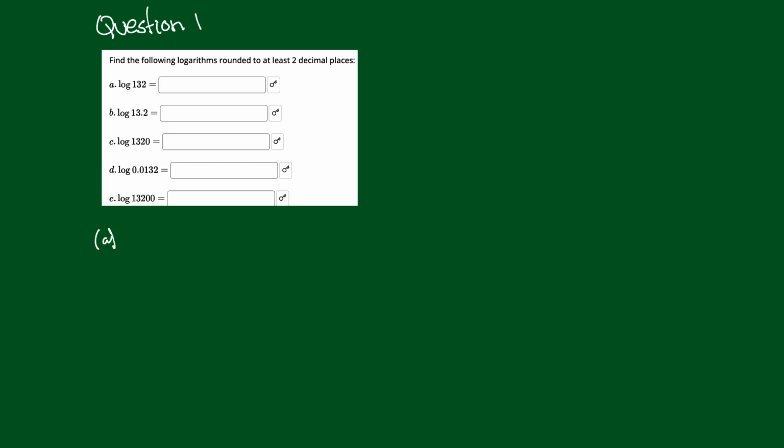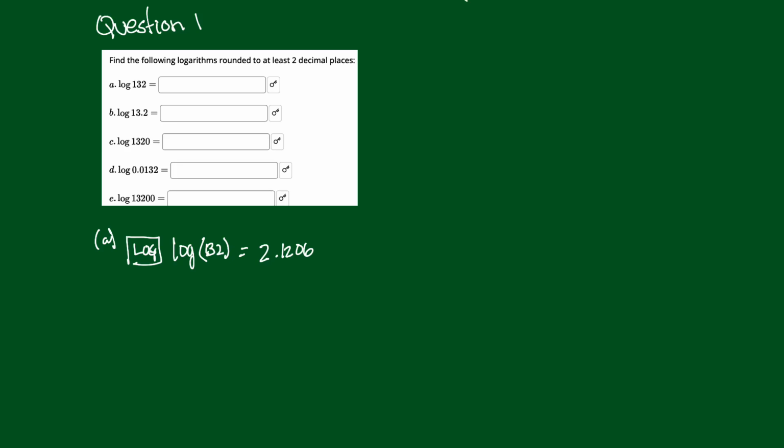So on our calculator, here's what we're going to do. Say for part A, we're going to press the key on the left side that says log. When you do that, you get the log parentheses. Now type in 132. Use the parentheses right above the 8 or 9. Type in 132. Press enter. And I got 2.1206. Now the instructions say to round to at least 2 decimal places. I like to round logarithms to 4, so I'm going out here.